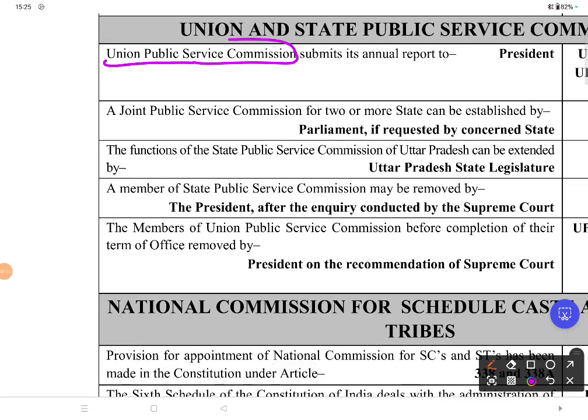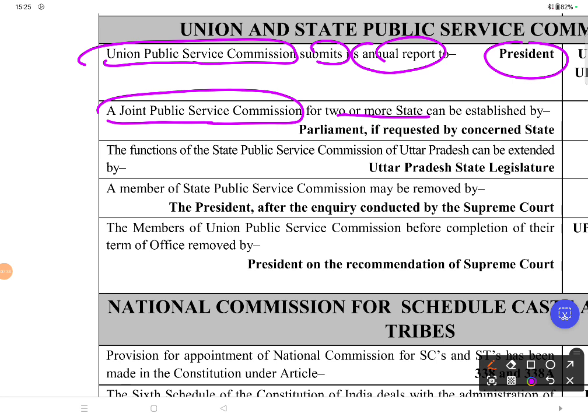The Union Public Service Commission submits its annual report to the President. A joint Public Service Commission for 2 or more states can be established by Parliament if requested by the concerned states. The functions of the State Public Service Commission of Uttar Pradesh can be extended by the Uttar Pradesh State Legislature.